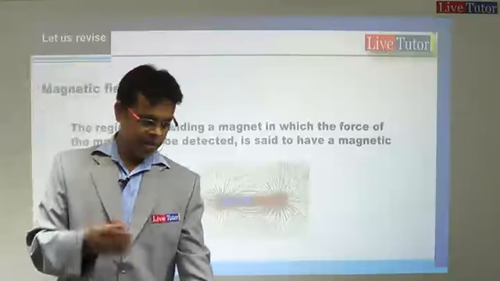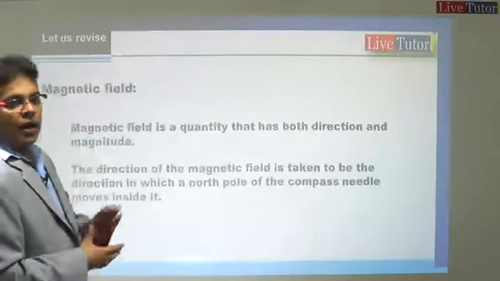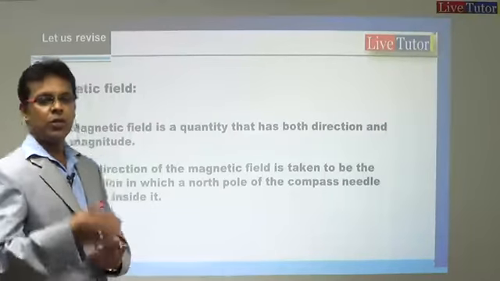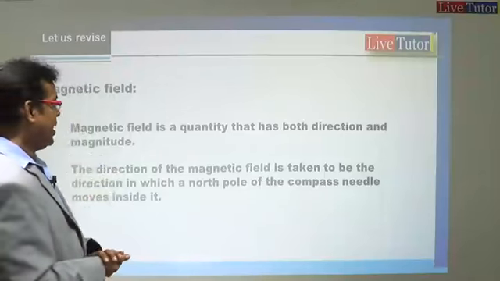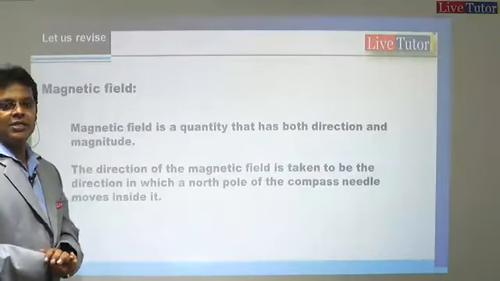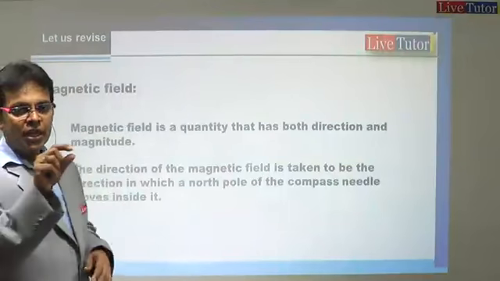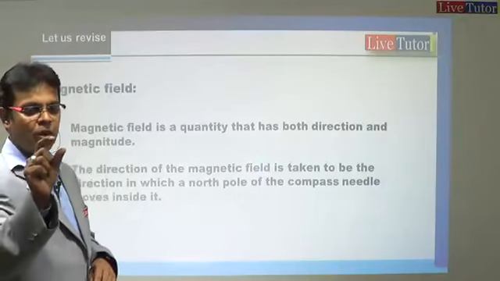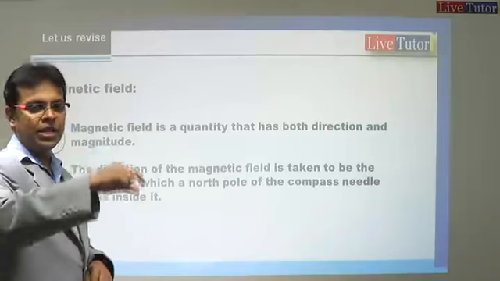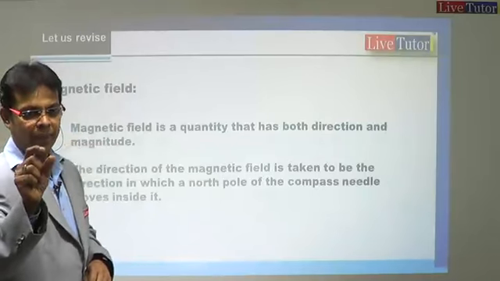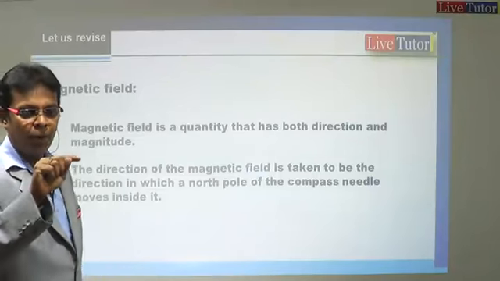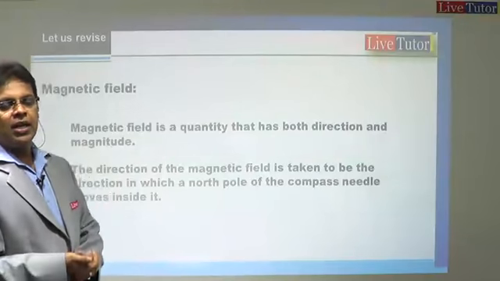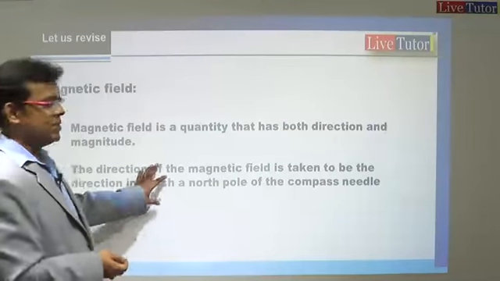So this may be another possible question. The next one: we have already learned that the magnetic field is a vector quantity which has both magnitude and direction. The direction of the magnetic field is taken as the direction in which the north pole of the compass needle moves inside it. That we learned by keeping a small magnetic compass inside the field: the red pointer of the magnetic needle shows the direction. So that is the conventional method to take the direction of the magnetic field. So this is another question.